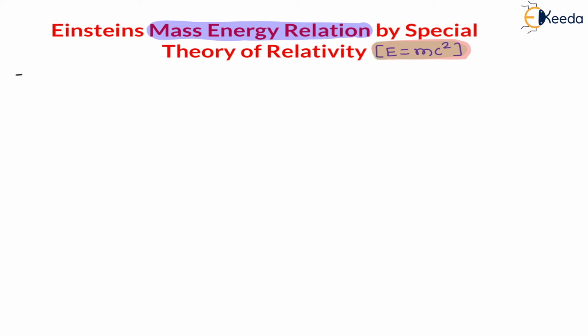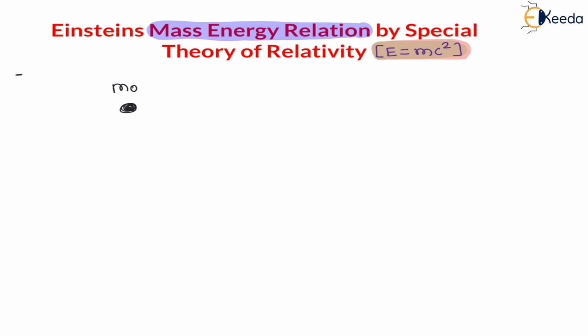Now let us consider one particle, and let us say the particle has mass m naught, and m naught is nothing but the rest mass. When your particle is at rest, the mass is called m naught from the special theory of relativity, right? Later we will use this special theory of relativity.